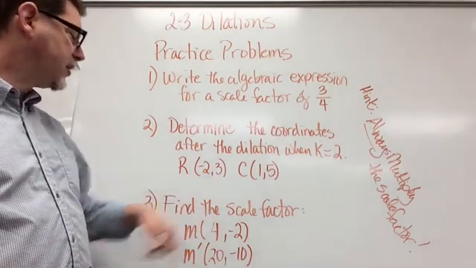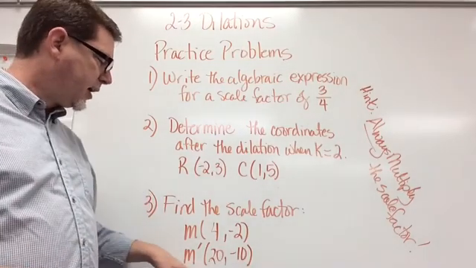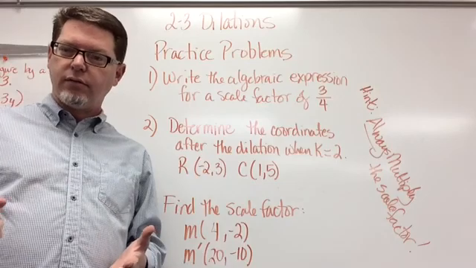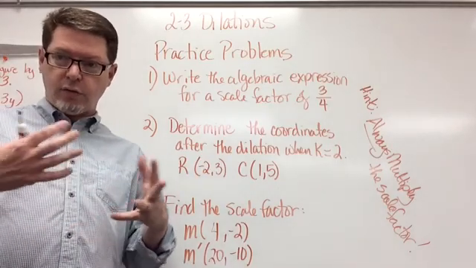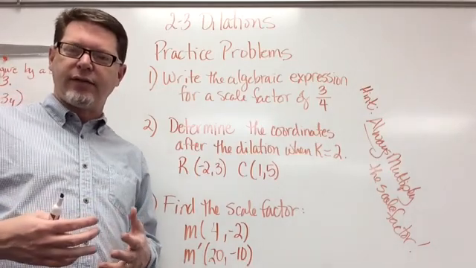And then number 3 is find the scale factor. If m is 4 comma negative 2 and m prime is 20 comma negative 10, figure out what k equals. Remember what k equals, new over old? Oh yeah, right. So use those points to figure out what the scale factor is.